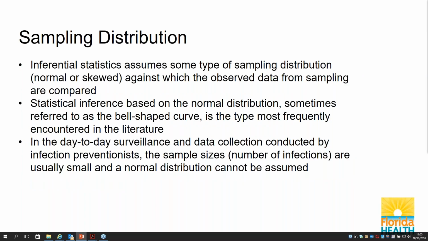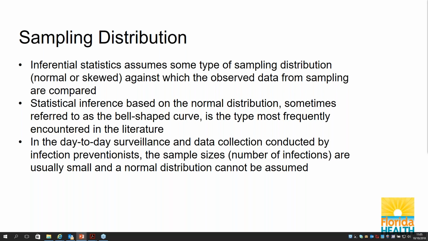So let's touch a little bit on sampling distribution. Inferential statistics assumes some type of sampling distribution, whether it's normal or skewed, against which the observed data from sampling are compared. Statistical inference based on the normal distribution, sometimes referred to as the bell-shaped curve, is the type most frequently encountered in the literature. So bell-shaped curve, remember that's our normal distribution. We looked at that last week.